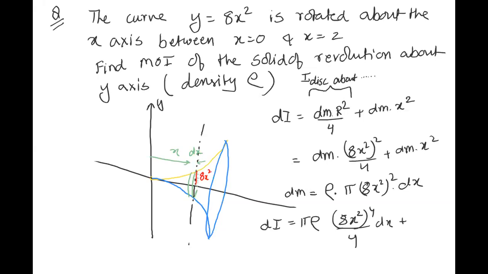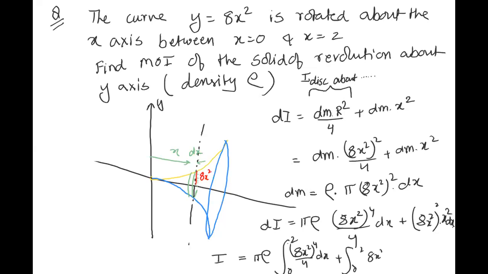dx plus 8x square whole square into x square dx. So I will be equal to pi rho, integral of 0 to 2 of 8x square raised to the power 4 by 4 dx, plus integral of 0 to 2 of 8x square whole square square.